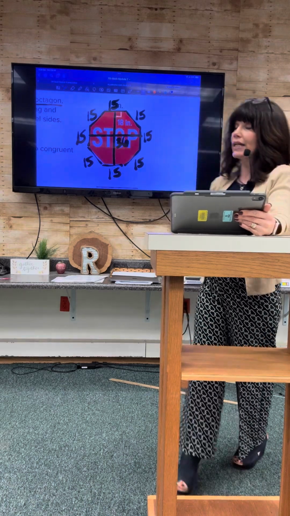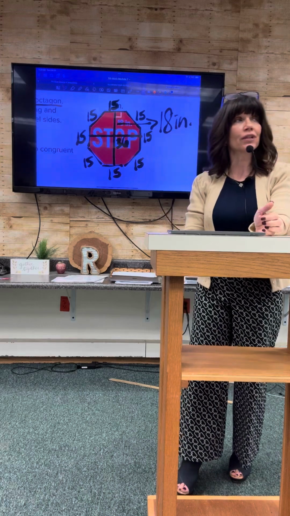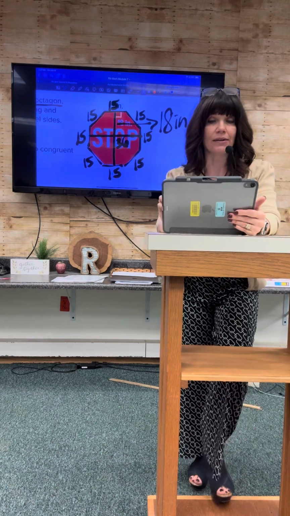So how many inches is it if I only go halfway? And they've marked this as well. What is it if I only go halfway? 18 inches. Do you agree 18 is half of 36, isn't it? Okay? So now that you know that, let's look at our next step. Decompose the octagon into what kind of triangles? Congruent.